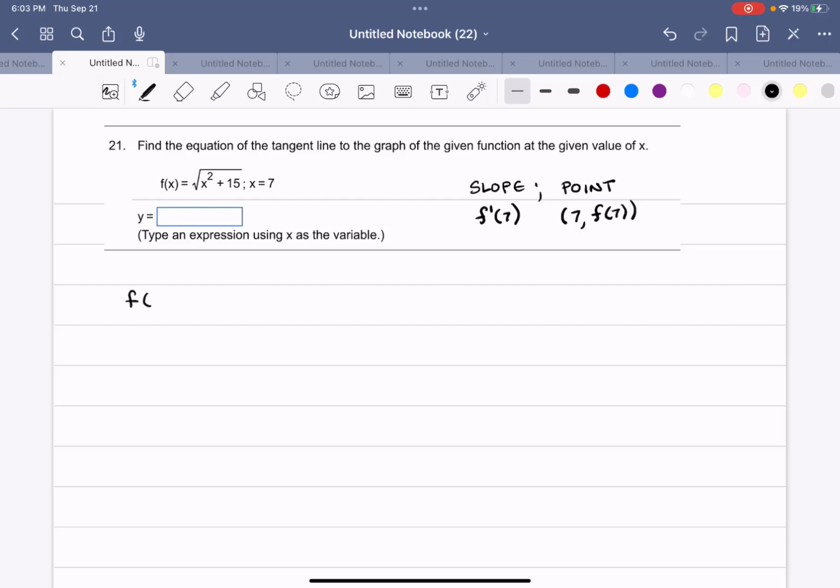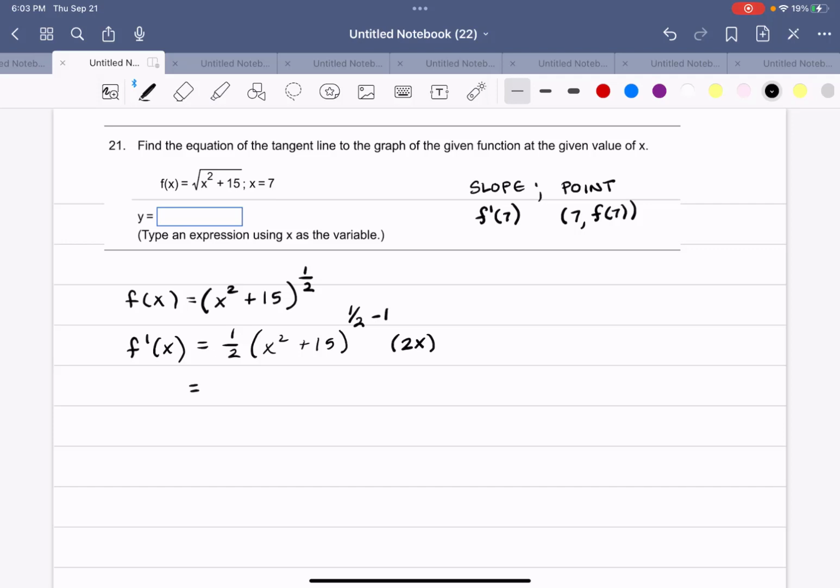If f of x is a square root function, the first thing we'll always do is write our square root with a 1/2 power. Then we use the power rule and the chain rule. So it's the power times the base to the power minus 1 times the derivative of the base, that's the chain rule part.